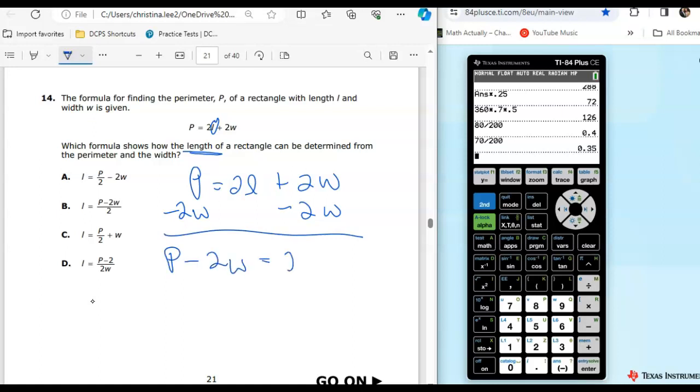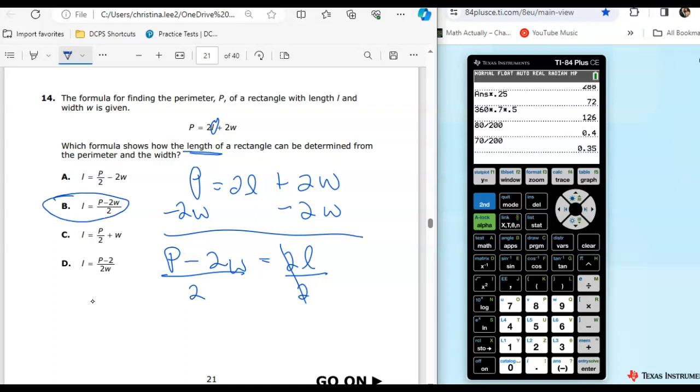We get P minus 2W equals 2L, and then 2W minus 2W is 0. Now I can go ahead and divide both sides by 2. So I will get L equals P minus 2W over 2. I'm going to look to see if I have that as a solution over on the side. I do. I see that is B. B gives me the length equals P minus 2W over 2.